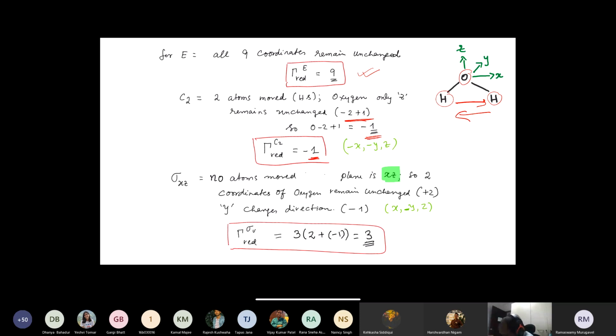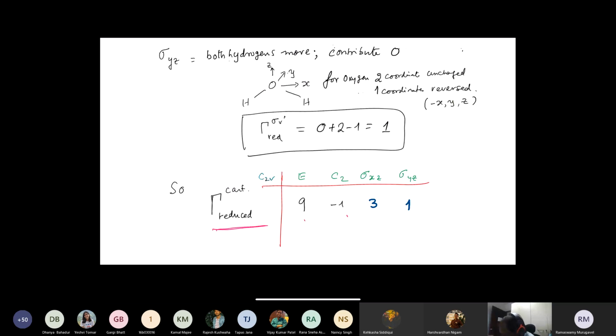But when I do the mirror, the XZ mirror is the plane of the board or the sheet. So all the 3 atoms are in the XZ plane. If I reflect upon this plane, the whole molecule, no atom actually moves, and the XZ coordinates of all the 3 atoms remain the same. So 3 into 2, 6, remains the same, and the y-axis becomes -y. So that becomes -3. So 6 minus 3 is 3.